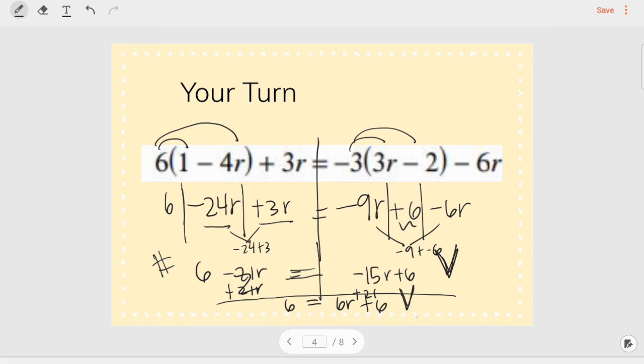Then what am I going to do? If this is my variable side, I need to get rid of the positive 6. So I'm going to subtract 6. 6 minus 6 is 0. So I am left with a big fat 0 equals 6r. And when I divide by 6, 0 divided by 6 is 0. So r is equal to 0.